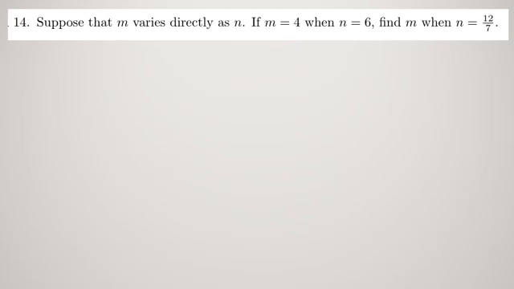Okay, so suppose that m varies directly as n. m equals 4 when n equals 6. Find m when n equals 12 over 7. So, first, m varies directly as n, so the general formula for that is m equals kn, diba?